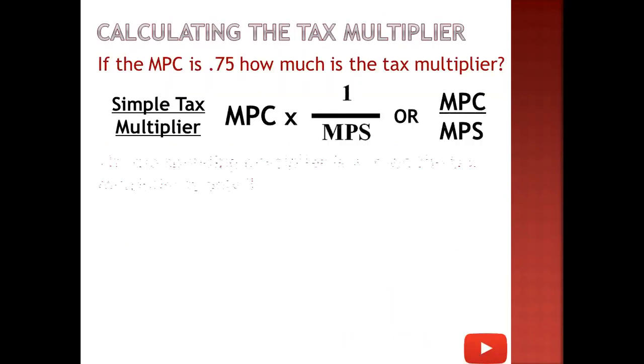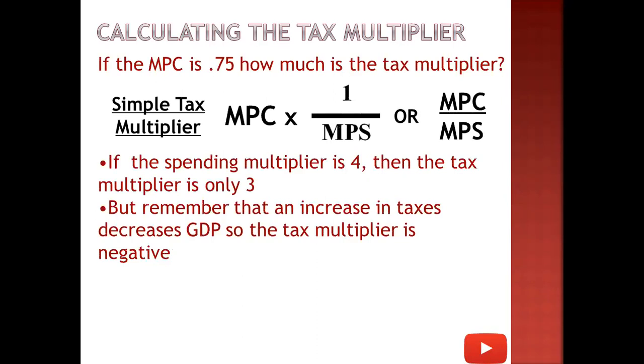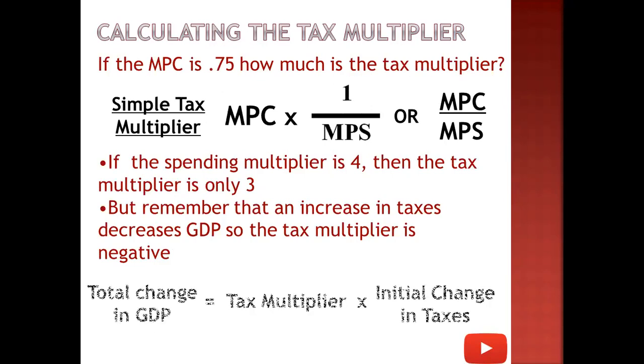The tax multiplier is MPC over MPS. Instead of 1 over the MPS, it's MPC over the MPS. So if the spending multiplier is 4, the tax multiplier is 3. It's always going to be 1 less. Yes, you have the equation MPC over MPS, but if you have the spending multiplier, the tax multiplier is always 1 less.